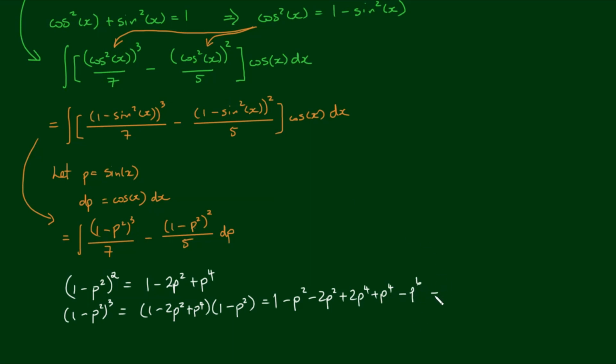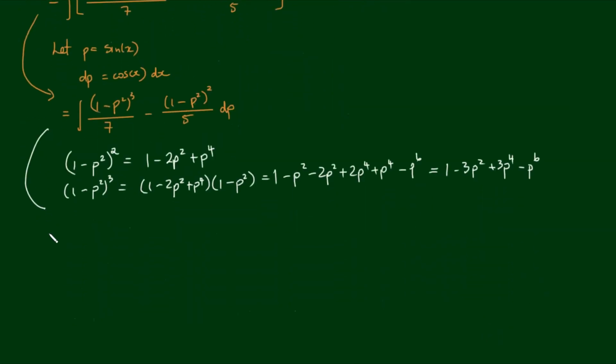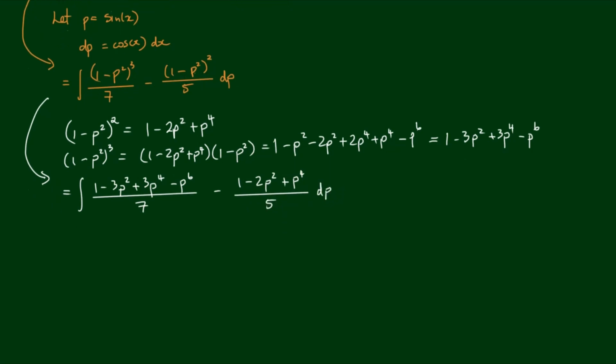And simplifying that, we get 1 minus 3p squared plus 3p to the 4th minus p to the 6th power. So the integral becomes the integral of (1 minus 3p squared plus 3p to the 4th minus p to the power of 6) all over 7 minus (1 minus 2p squared plus p to the 4th) all over 5 dp. So now we've just got an integral with powers of p.